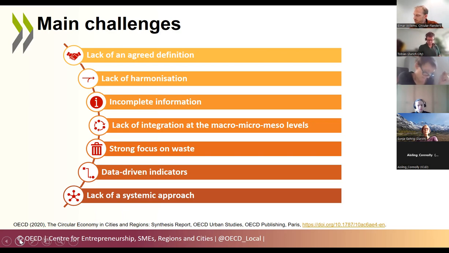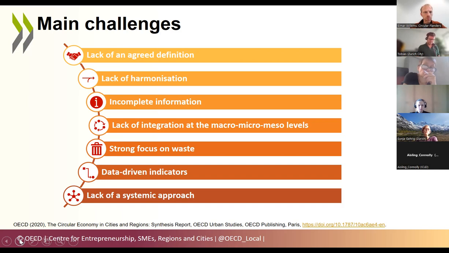use them. The third main challenge that we identified was this incomplete information. So for example, sometimes some cities were suggesting indicators, but then there was no data.